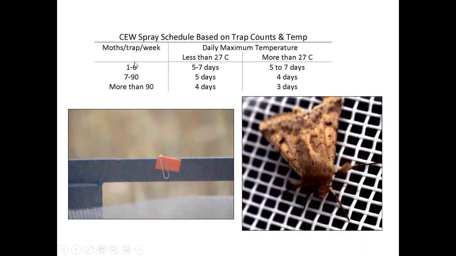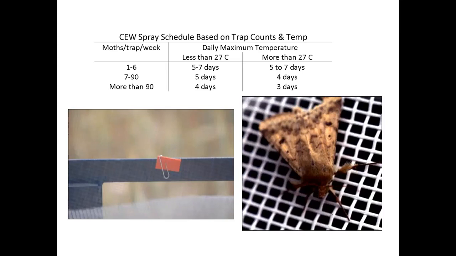So when populations are low, 1 to 6 moths per trap per week, and the temperatures are below 27 degrees, then you're looking at a 5 to 7 day spray schedule. As the moths increase, the spray schedule decreases. So 5 days, and then down to 4 days if we're getting really high numbers. And if the temperatures are high, that's going to reduce the longevity of that insecticide activity, and so then you need to be in there a little more frequently during the green silk period.